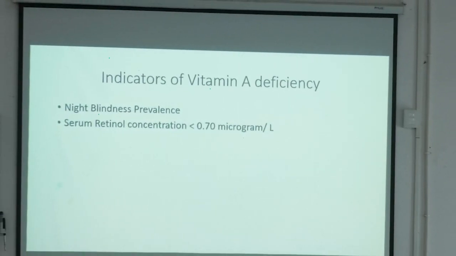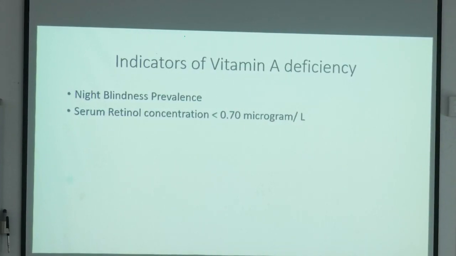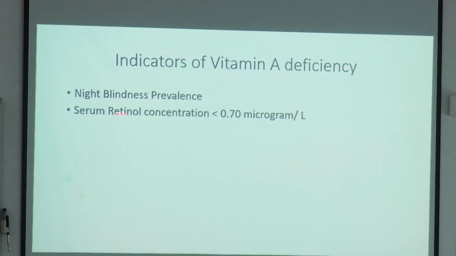So, indicators of vitamin A deficiency, two important indicators. I have told you about night blindness prevalence and serum retinol concentration. If the serum retinol concentration is less than 0.70 microgram per liter, then it is considered that there is vitamin A deficiency. Other factors like zinc, iron, etc., should also be measured, as they may hinder the measurement of vitamin A deficiency. So these are also important for measurement.